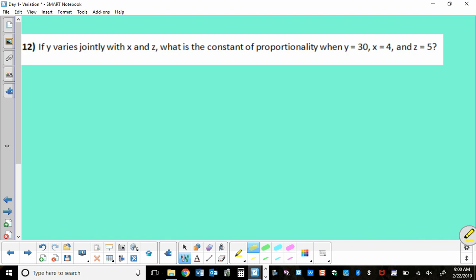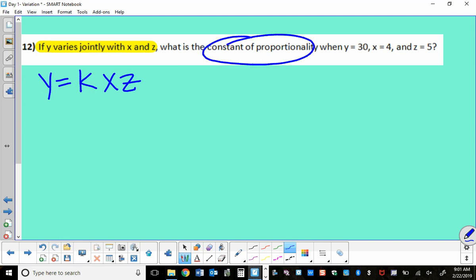Michaela, give me an equation for this one. The y varies jointly with x and z. What are we writing? y equals k x z. Okay. What is the constant of proportionality? So we're just finding my k. That's all they're asking for.